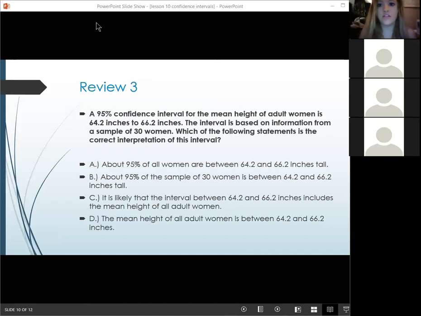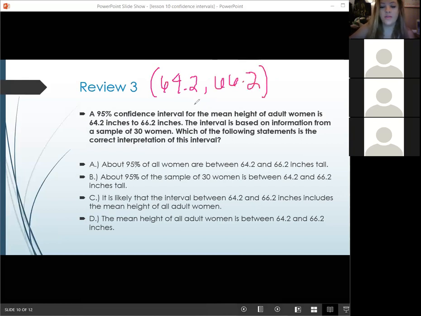All right, so let's go over this one. We have our 95% confidence interval from 64.2 inches to 66.2 inches. Remember, when we interpret a 95% confidence interval, we say we are 95% confident, and then we interpret what we think we're 95% confident of.